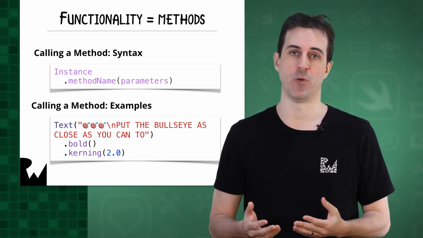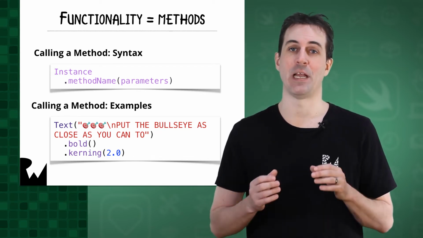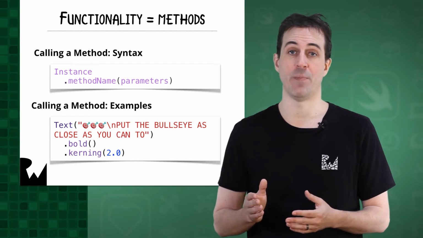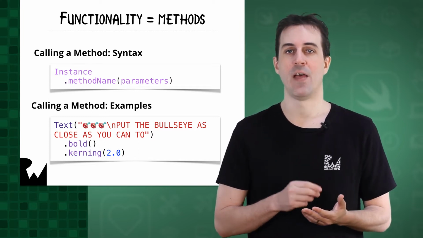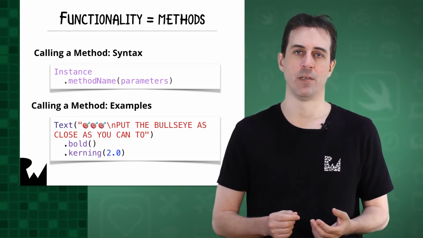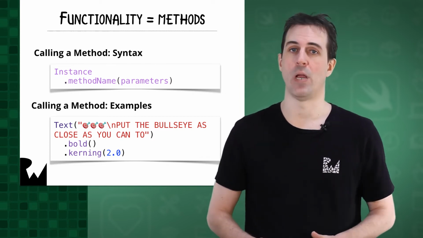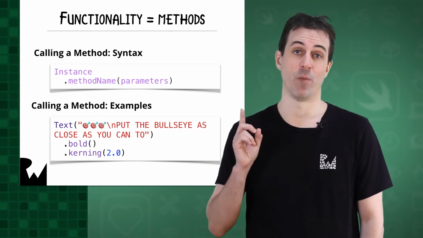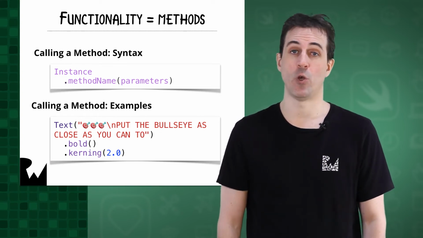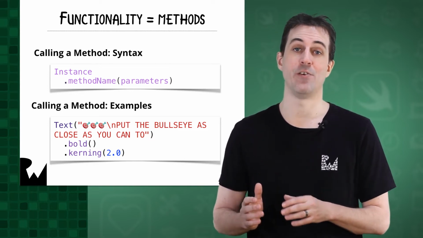You've already used a few methods in Bullseye so far. Remember when you made the text view bold and set its kerning? Those were examples of calling a method on the text instance. You can tell when you're calling a method because the syntax to call a method is to take the instance, put a period, then put the name of the method. Afterwards, you put parentheses, and then any parameters to the method, which you can think of as input to the method. The first method here, bold, takes no parameters. But the second method, kerning, takes 1 parameter, which is the kerning that you want to apply between the characters. The methods you've used so far, like bold or kerning, have been written for you by the engineers at Apple. Later on in this course, you'll learn how you can write your own methods too.